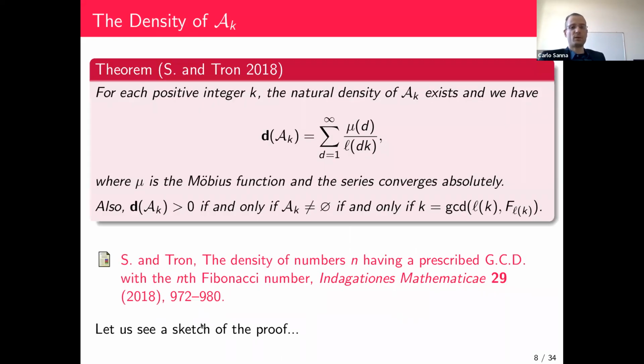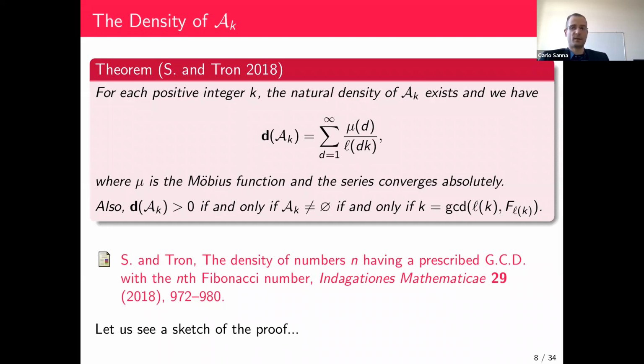What can be said on these fibers? Tron and I proved some years ago this result. For every positive integer k, the natural density of the fiber A sub k exists, and is equal to this infinite series involving the Mobius function at the numerator and the function L, which I introduced before. And this series converges, and converges absolutely.